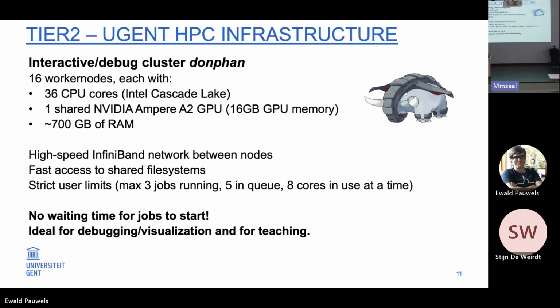That means per user, you can have a maximum of 3 jobs running. You can only have 5 jobs in the queue, and 8 cores can be in use at a time. So you can't use more than 8 cores at any given moment. This is the downside. The plus side is that there's really no waiting time for jobs to start. Your job starts, give it a few seconds, it starts instantly.